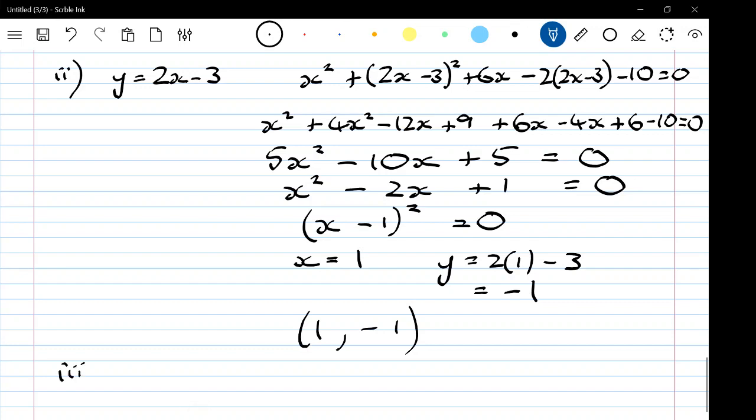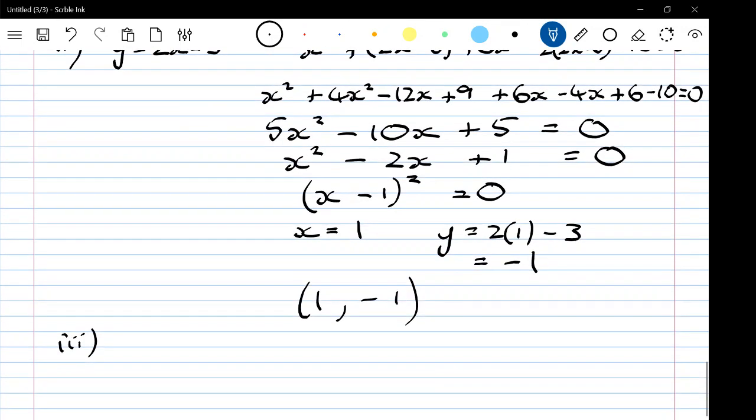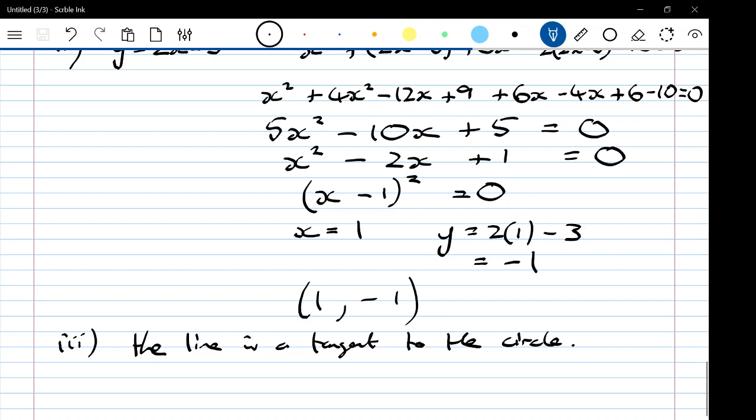Part 3 said, what does this tell you? State what can be deduced from your answer to part 2 about the line and the circle. Well, you only got one point of intersection. And what that tells you is that the line is a tangent to the circle. Be careful about how you phrase it, because you can't say the line only crosses the circle once, because the line doesn't cross the circle. It just touches the edge of the circle.